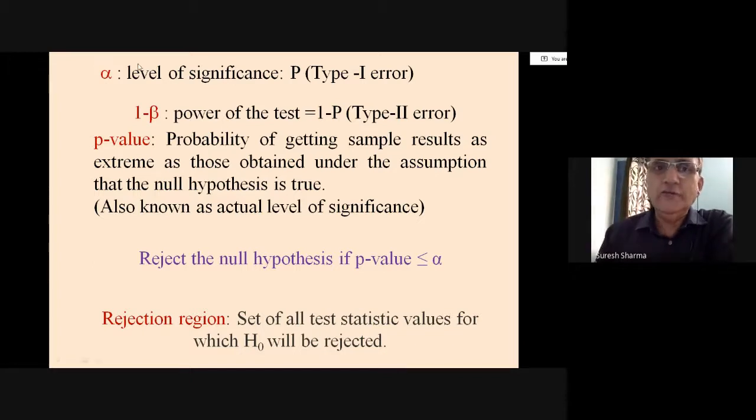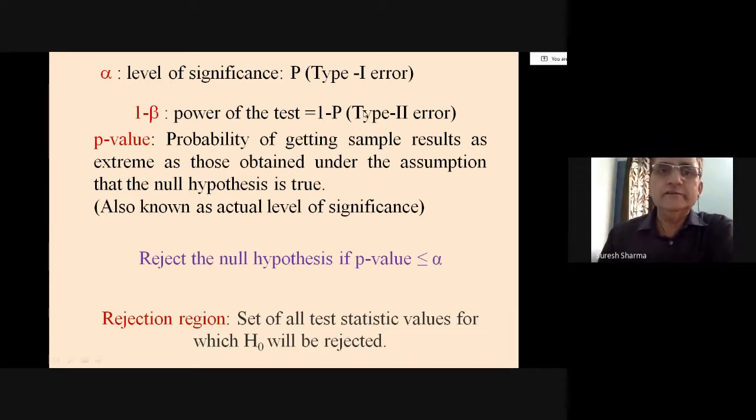So that is, alpha is nothing but the probability of type 1 error. That's why we take it as, the smaller it is, the better it is. We take alpha 0.05, 0.02 or 0.01. That is the reason. The smaller, the better. Okay. Then there is type 2 error.